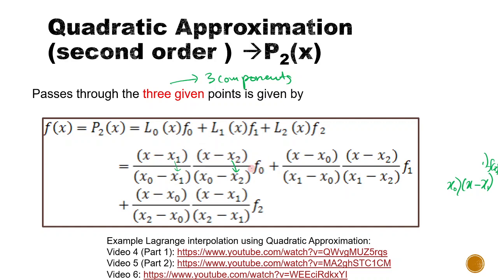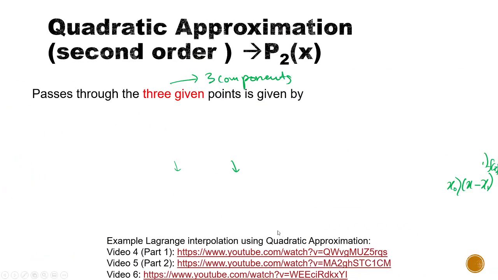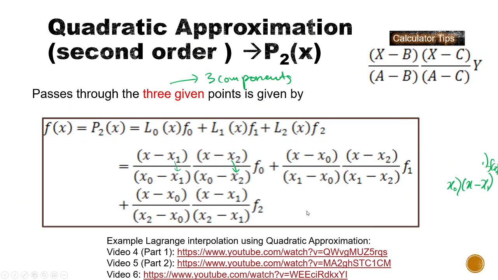Above there is no x0, similar to over here. There is no x1 at the above side, and there is also no x2 at the above side of the third component. If you can see here, there are a lot of links below, so you can watch the video if you want to study more. The calculator tip is also included in the slide.